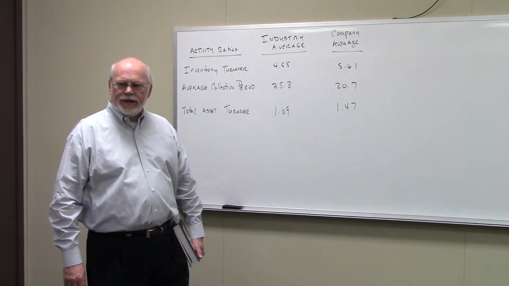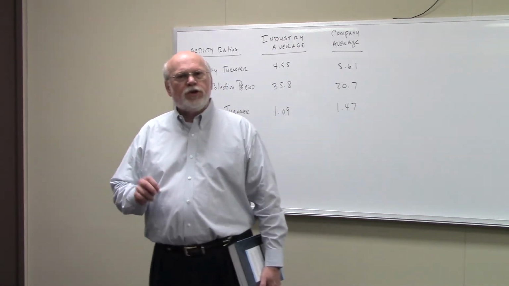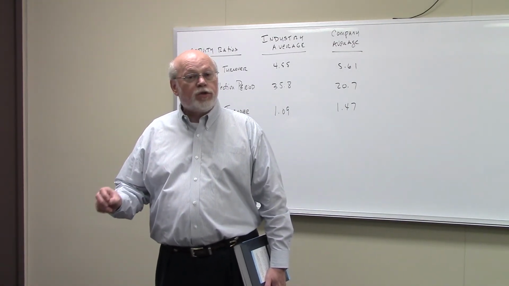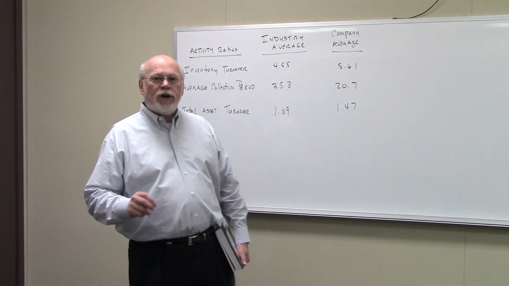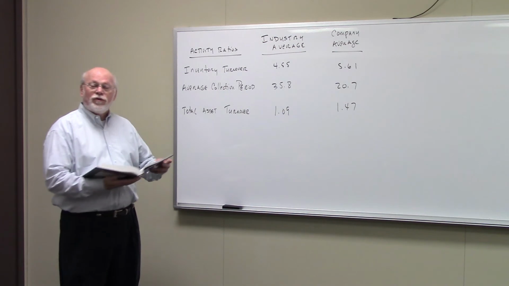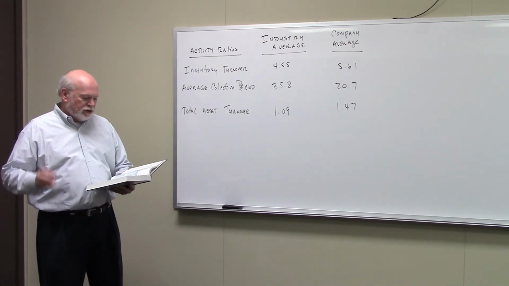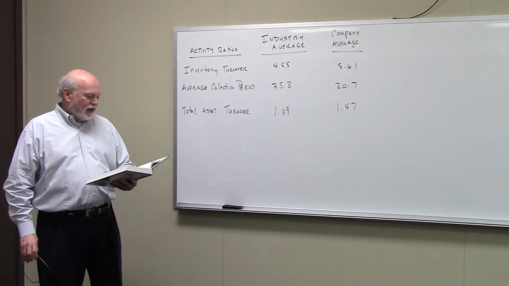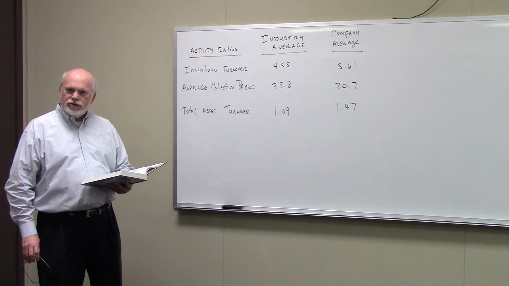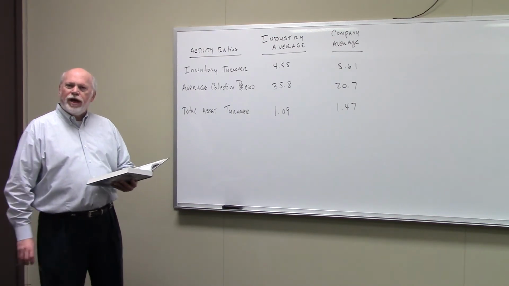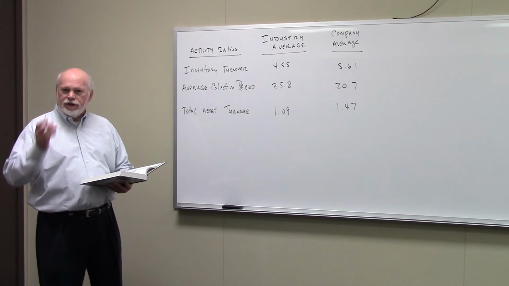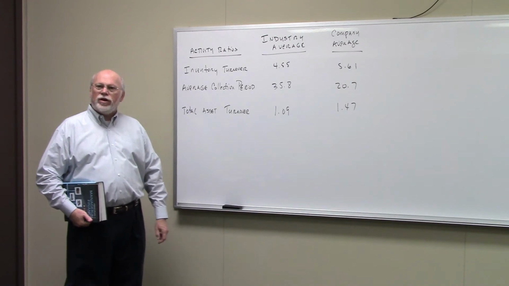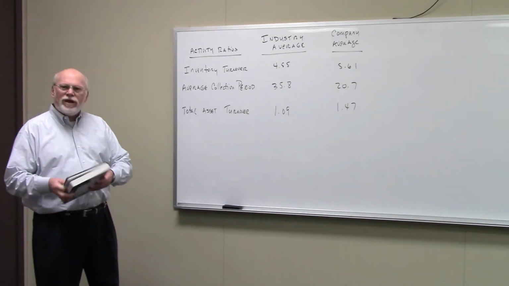The next one we're going to talk about is average collection period, sometimes called days sales outstanding. It's defined as accounts receivable over sales times the number of days in the year, and in this problem, they told us to use 365 days. To calculate the average collection period for Fox Manufacturing, we take accounts receivable off the balance sheet, which is $34,100, divide that by sales, which is $600,000, and multiply that answer by 365. What you find is that their average collection period, or days sales outstanding, is 20.7.